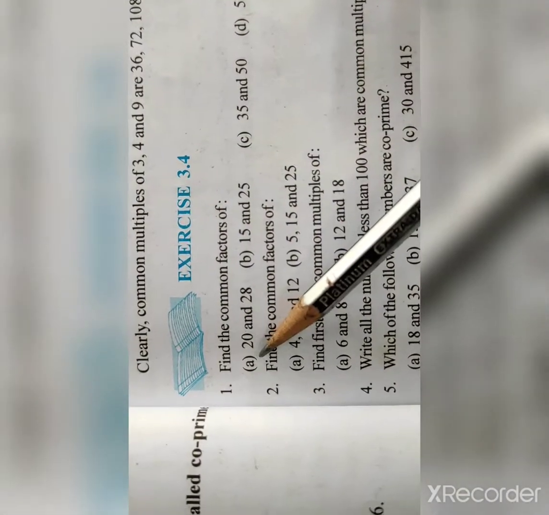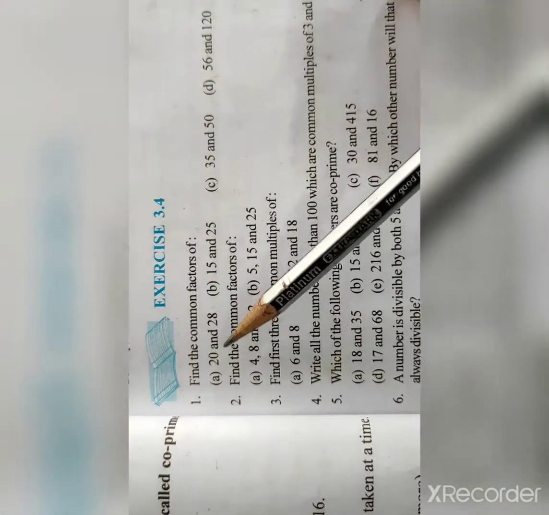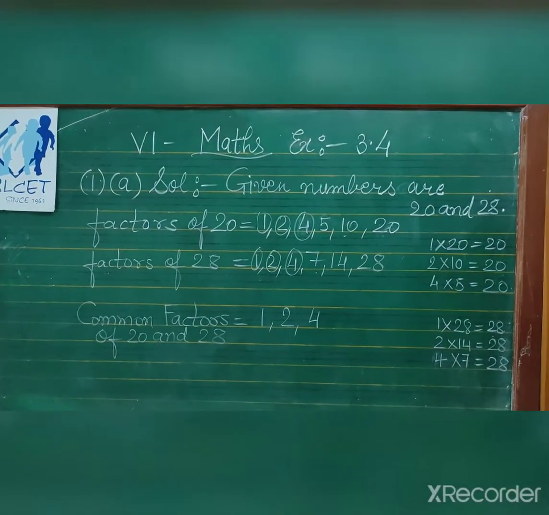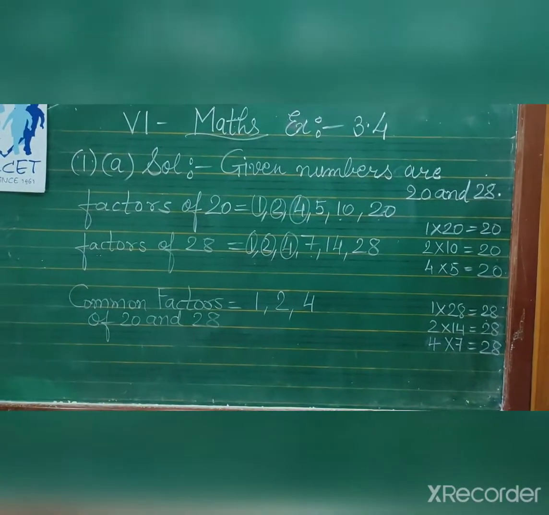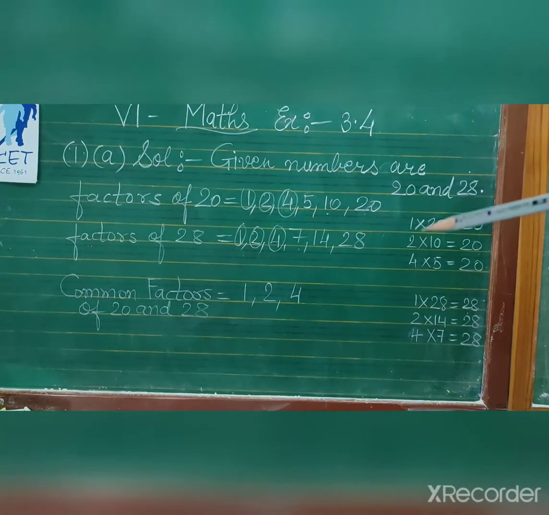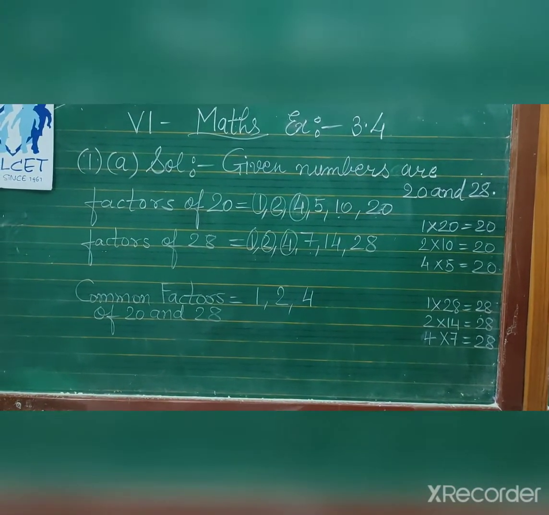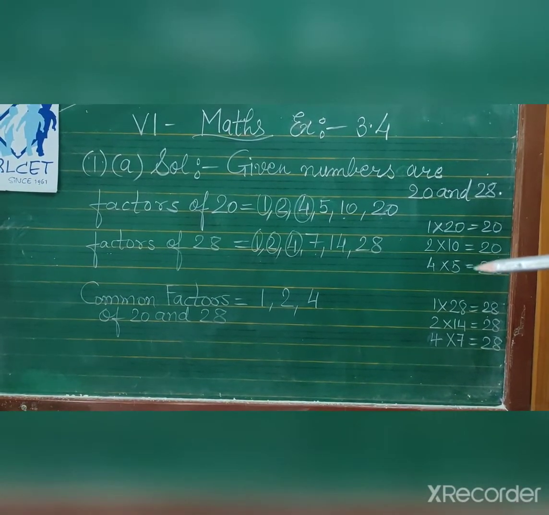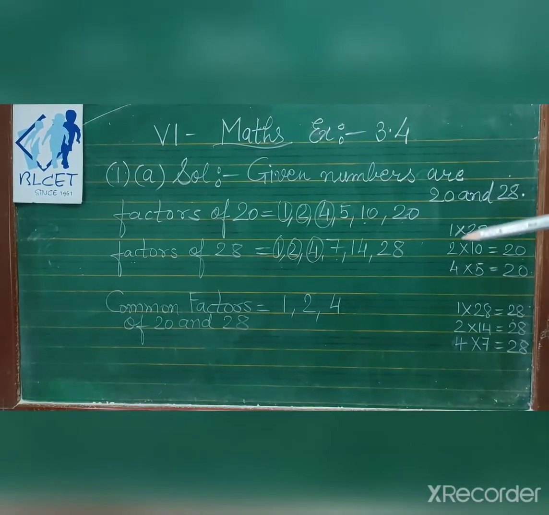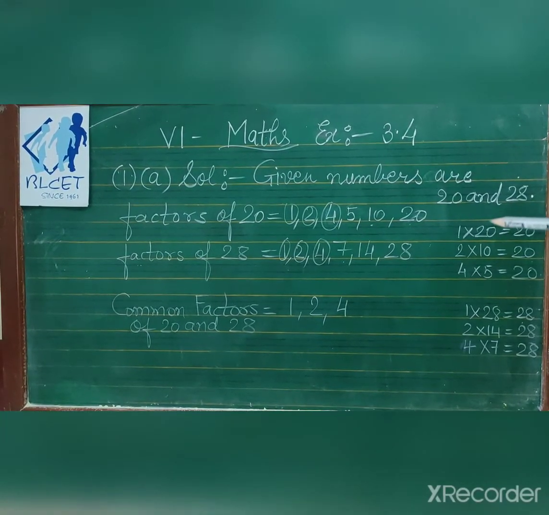Now we will start exercise 3.4. Find the common factors of 20 and 28 and these numbers. So let us start the solution of the sum. You can see the first question, sub-question A. Given numbers are 20 and 28. How will you find the factors? 1 into 20 is 20, 2 tens are 20, then 4 fives are 20. Now 5 fours, 5 already written. So in U shape you will write the factors. Factors of 20: 1, 2, 4, 5, 10, 20.